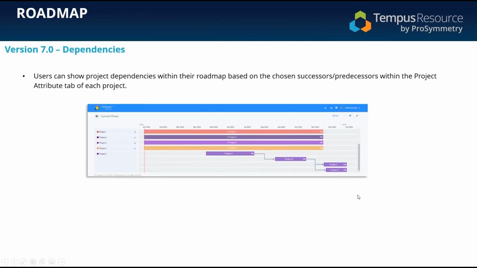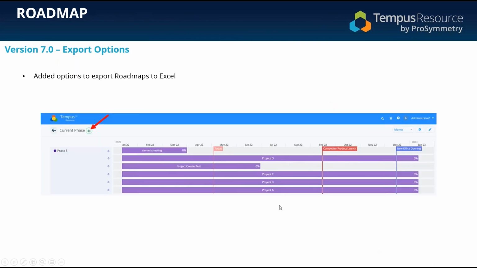Additionally, like we saw earlier, we introduced the ability to add project dependencies within your projects. Those project dependencies will then also flow into the roadmaps that you set up. Based off of what you've set up on the project dependency side, there will be visual indicators showing you what those dependencies are and what projects are associated to which other projects within Tempus. And lastly, we've also added the ability to export your roadmap to Excel.